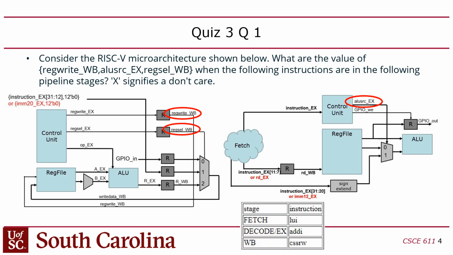ALU source EX would be a 1, right? Because there's an addi, that's an I type. And reg select write back would be, well, again, this is weird because if you have CSRW in write back, then you're probably going to want to select the switches, right? The I/O, the GPIO in, which would be a 0 for that. Make sense?